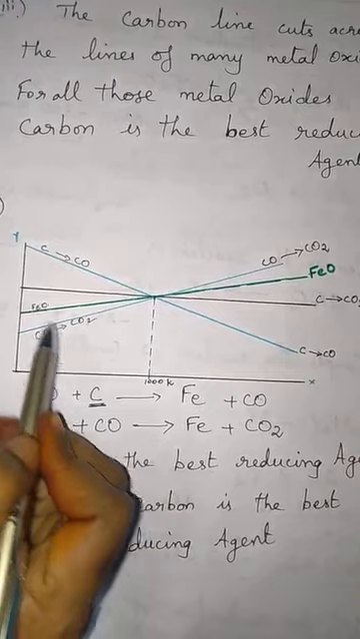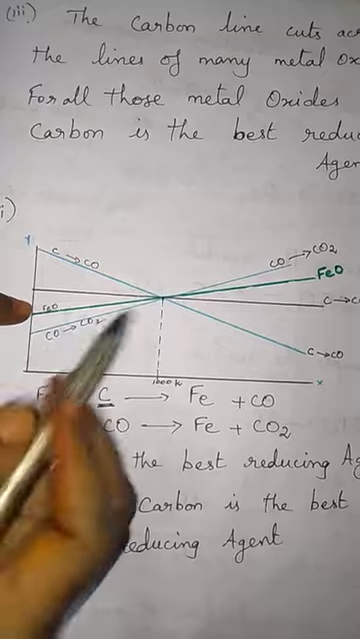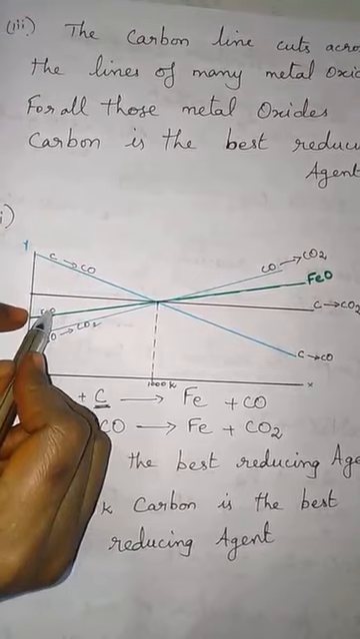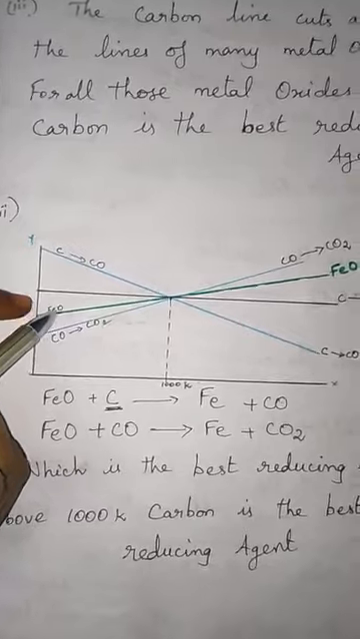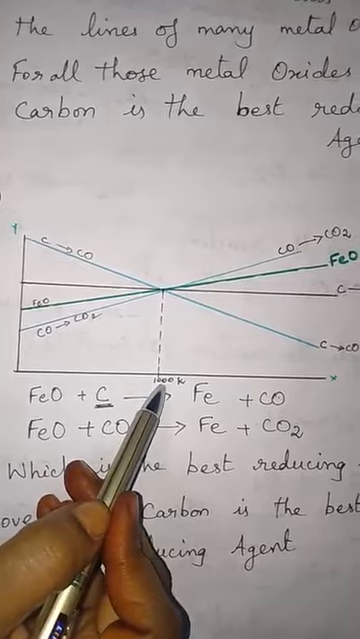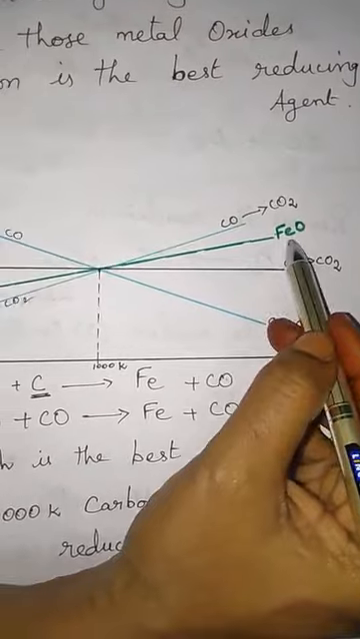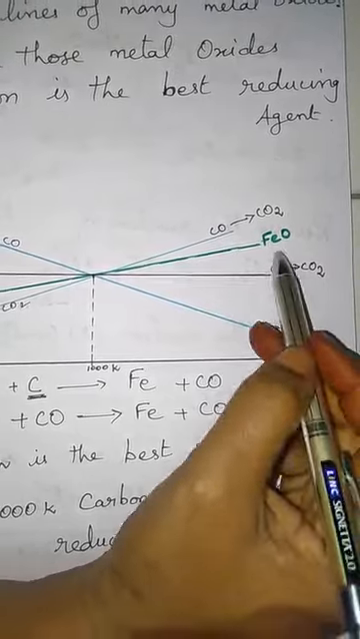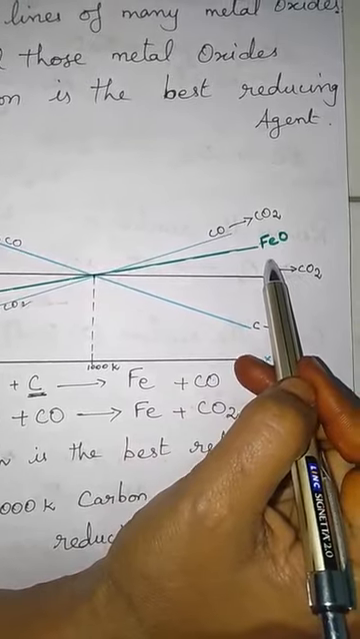Below 1000, the iron oxide can be reduced by carbon monoxide. See, listen students. Below 1000 Kelvin, iron oxide is located above the carbon monoxide line. So, carbon monoxide is the stable one and it can easily reduce iron oxide. But what about above 1000 Kelvin? Above 1000 Kelvin, iron oxide is located above the carbon line, isn't it? So, above 1000 Kelvin, iron oxide can be reduced by carbon.